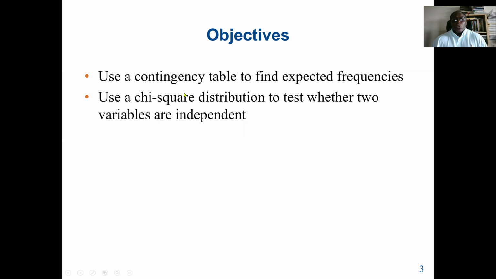So the main objective is to use the contingency table to find expected frequency, and also use a chi-square distribution to test whether two variables are independent. In our previous lectures, we discussed what expected frequency and observed frequency are. In order to find the test statistic for chi-square distribution tests, we need to find the expected frequency and also the observed frequency. The formula is the difference between observed and expected frequency, squared, over the expected frequency. So we need to find the expected frequency.